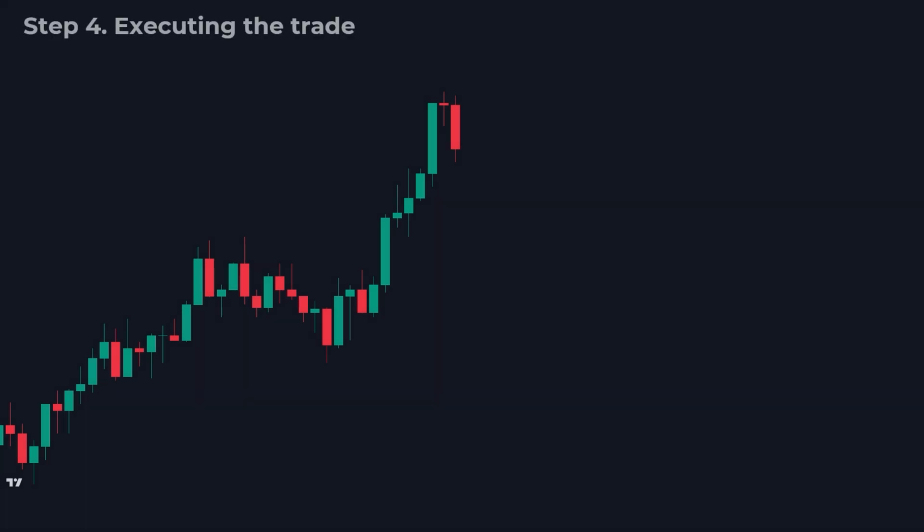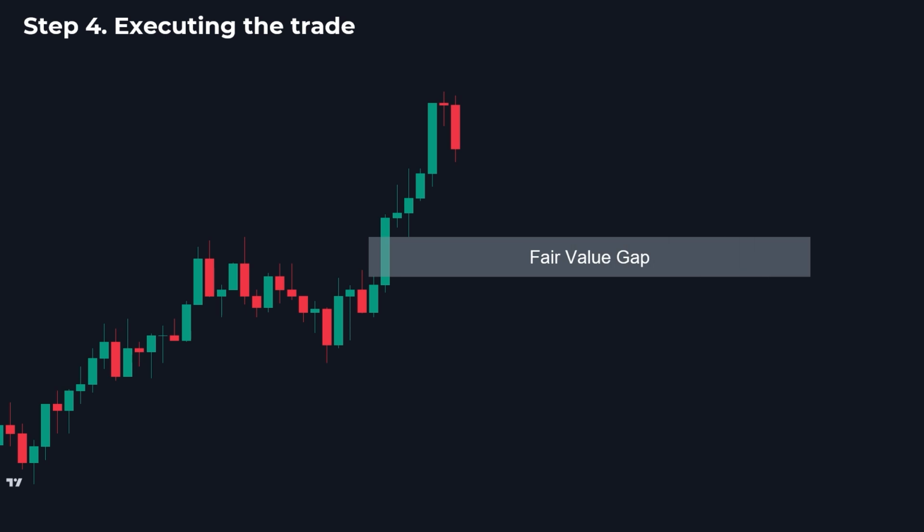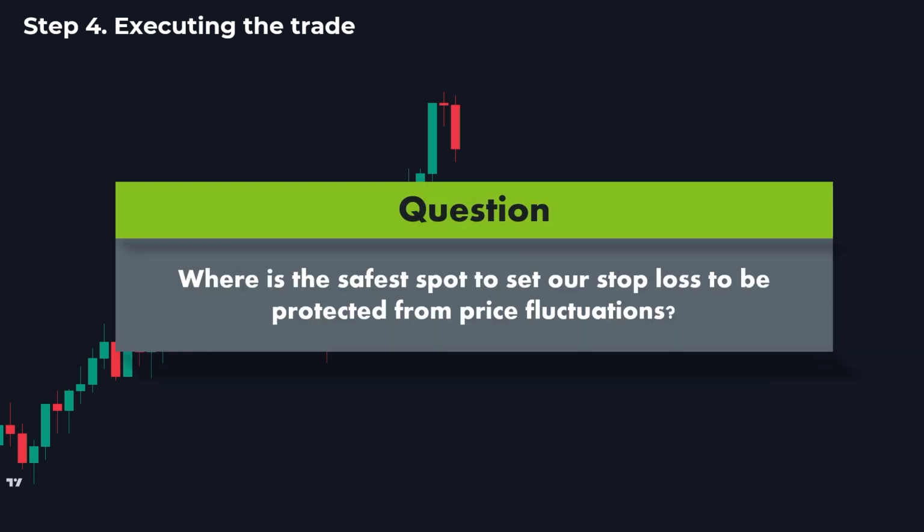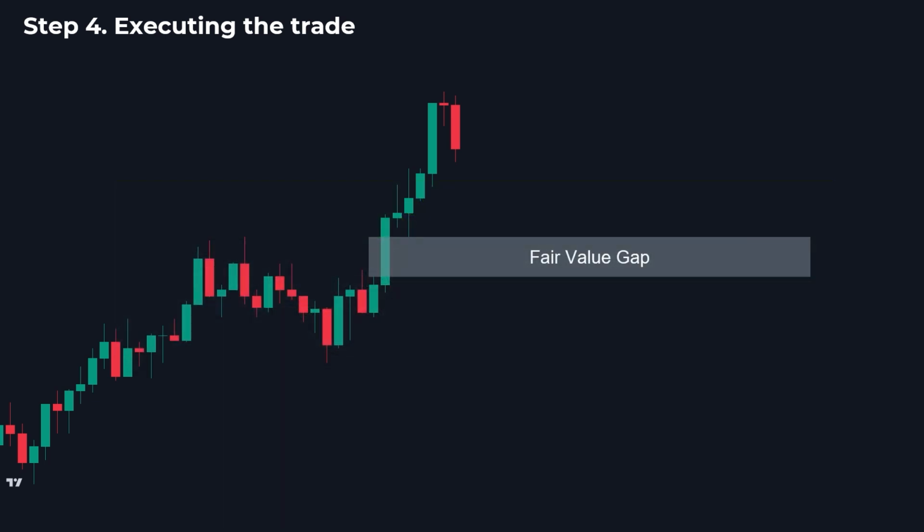Now we reach the final step, which is executing the trade. We know that our entry must be somewhere inside this fair value gap. But here comes the question. Where is the safest spot to set our stop loss to be protected from price fluctuations?